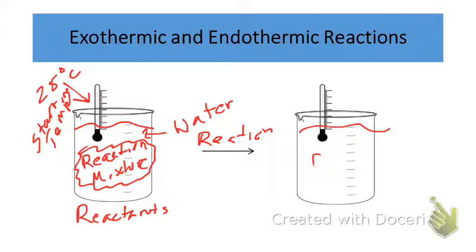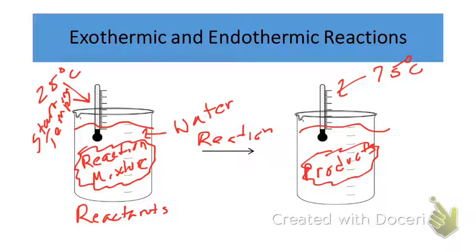Let me actually erase that and write that a little bit better. So products. Alright, and of course we have our thermometer that's in our water still, the water matrix, and the temperature now reads 75 degrees C. Right? So during the course of the reaction, remember the thermometer is measuring the temperature of the water, not the reaction mixture. Okay? Not the product and reaction mixture, only the water.